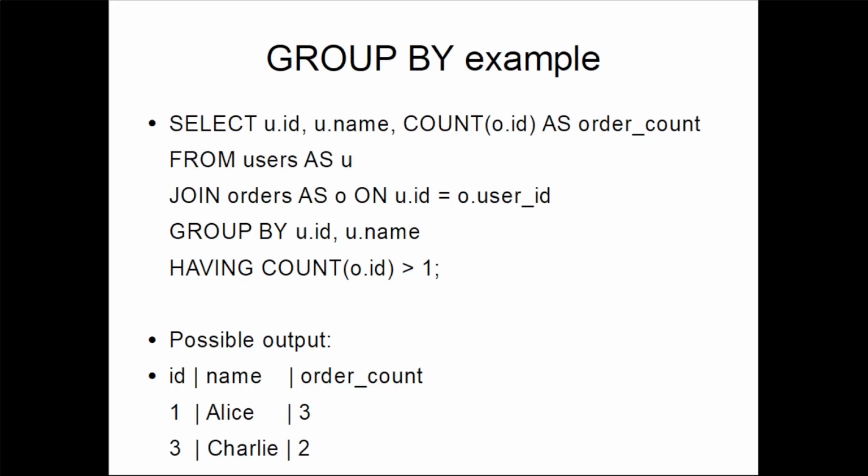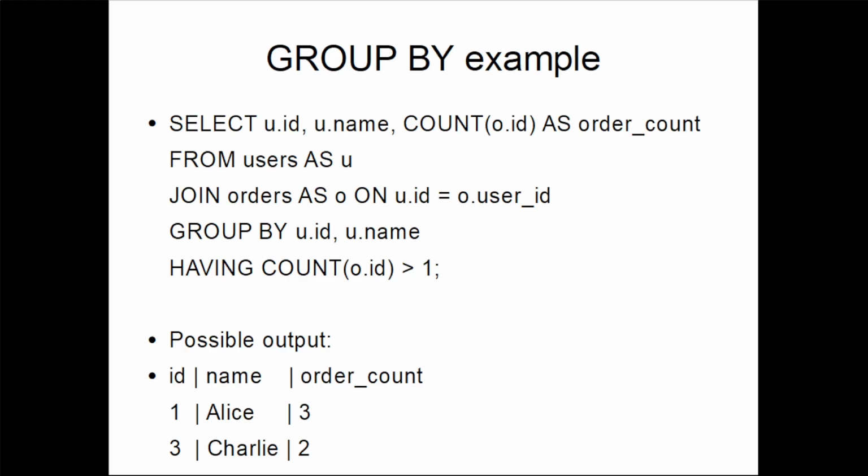GROUP BY example. SELECT u.id, u.name, COUNT(o.id) AS order_count FROM users AS u JOIN orders AS o ON u.id = o.user_id GROUP BY u.id, u.name HAVING COUNT(o.id) > 1.